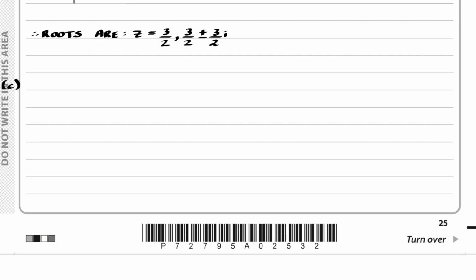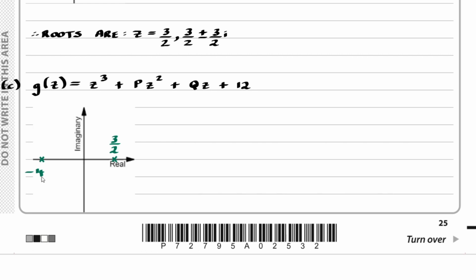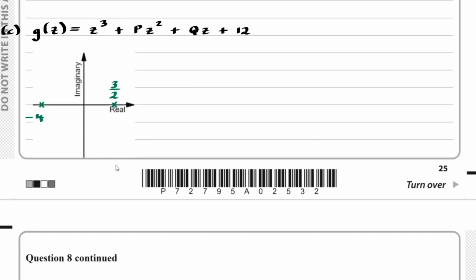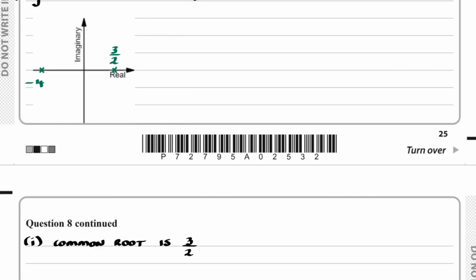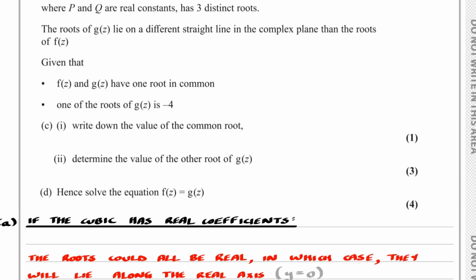Well, for part C, we've got g of z that's shown here, and here we've got one of the roots as minus 4 that lies along a straight line, and the other root, which is common, is 3 over 2. So the common root is 3 over 2.